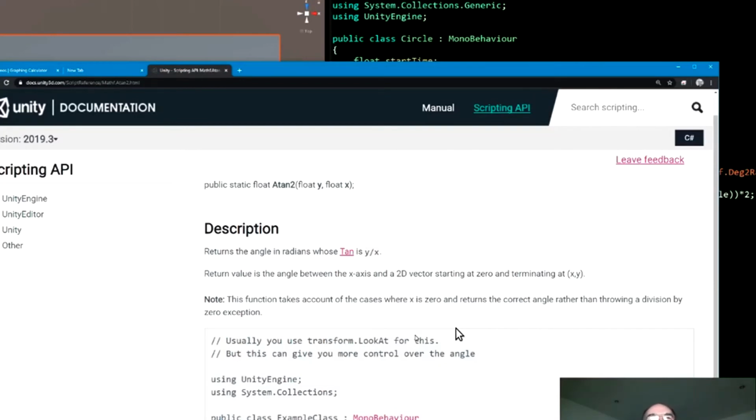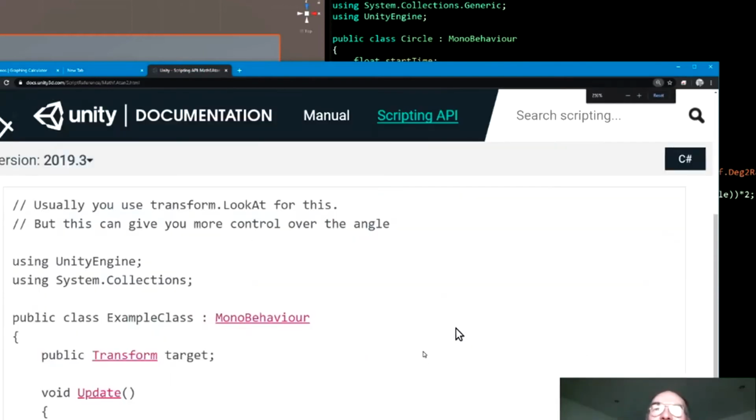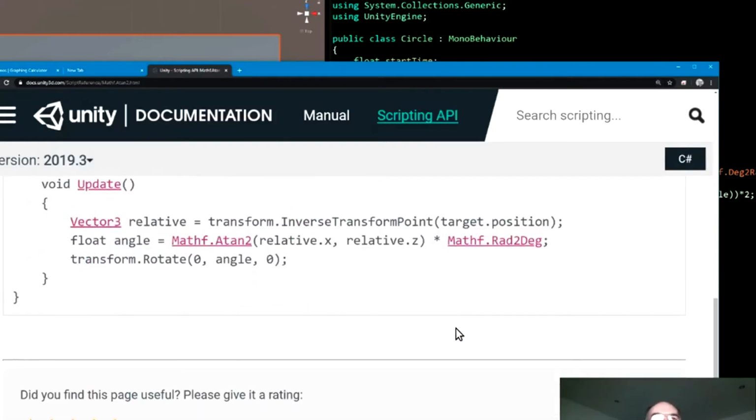This function takes account of the cases where x is 0. So it's not going to blow up. It's all a bit confusing, isn't it? Okay, so in theory, I get the... Look, I'm looking at the example code. Are you looking at the example code?